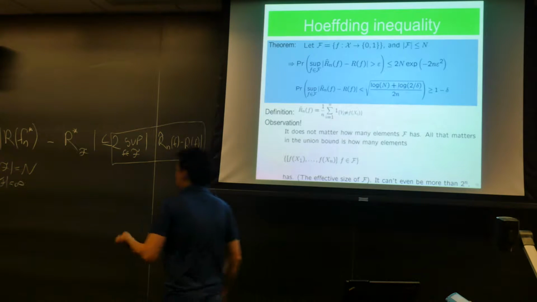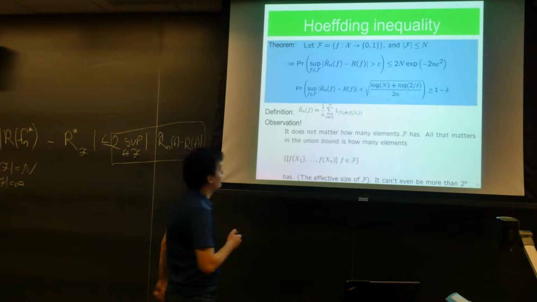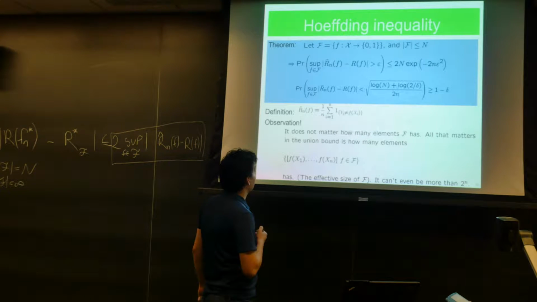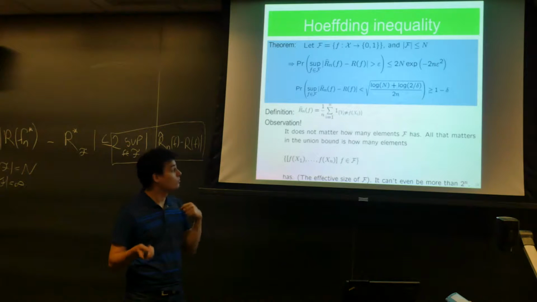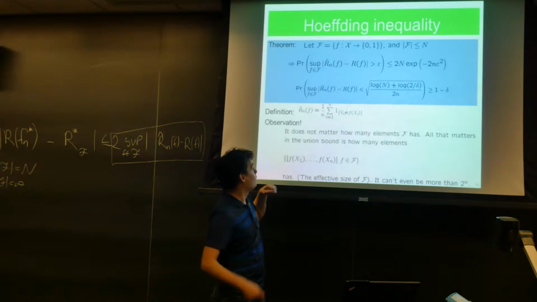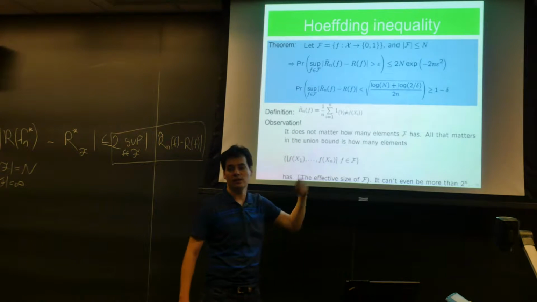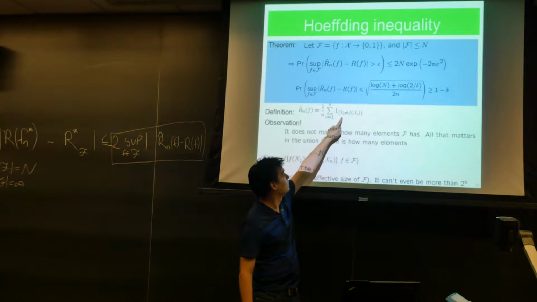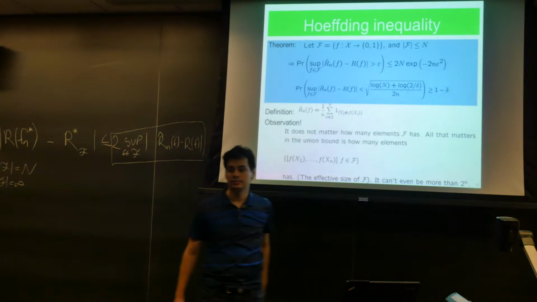And to analyze this behavior when the function class has infinite elements, we started with this observation that this R hat n of f cannot have arbitrarily many different behaviors. If we are thinking about classification using the 0-1 loss, if you have n training points, then this could have only 2 to the n different behaviors, because this guy can only be 0 or 1.